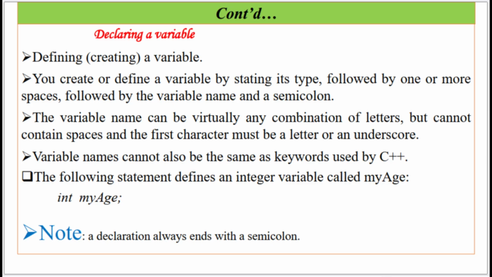Continued. Declaring a variable, defining or creating a variable. You create or define a variable by stating its type, followed by one or more spaces, followed by the variable name and a semicolon. The variable name can be virtually any combination of letters but cannot contain spaces, and the first character must be a letter or an underscore. Variable names cannot also be the same as keywords in C++. The following statement defines an integer variable called age: int age; Note: a declaration always ends with a semicolon.